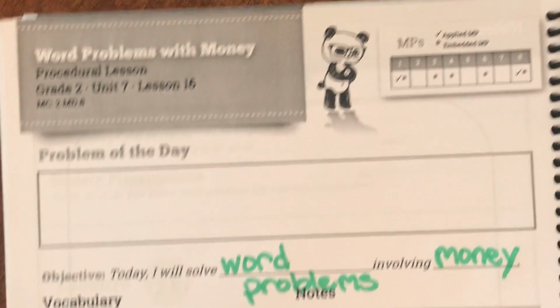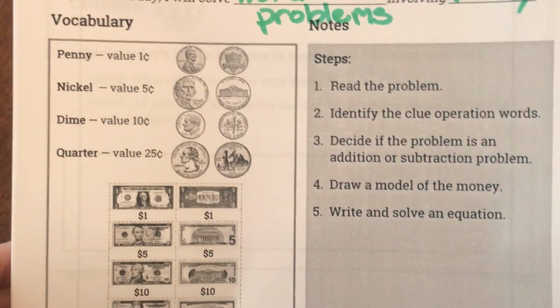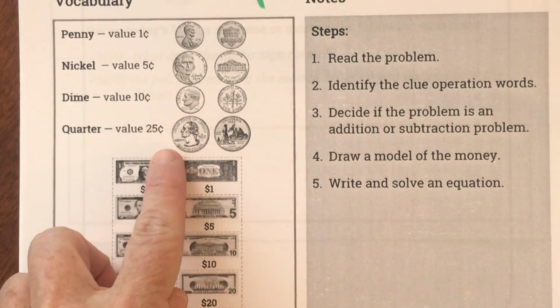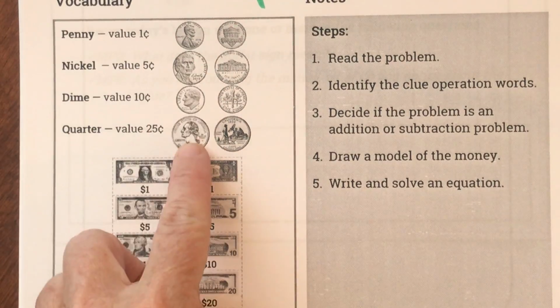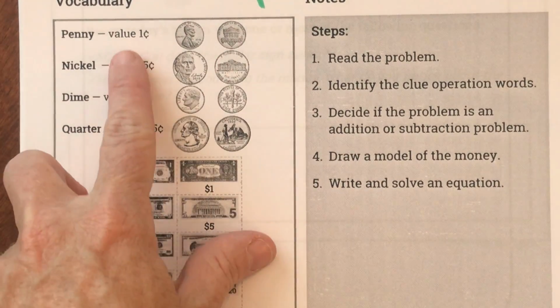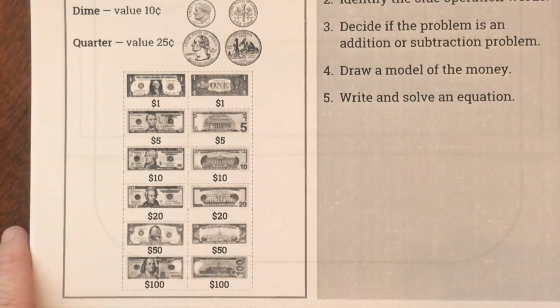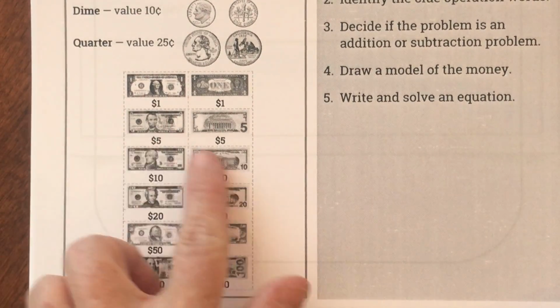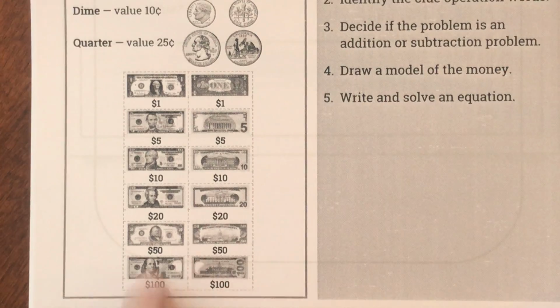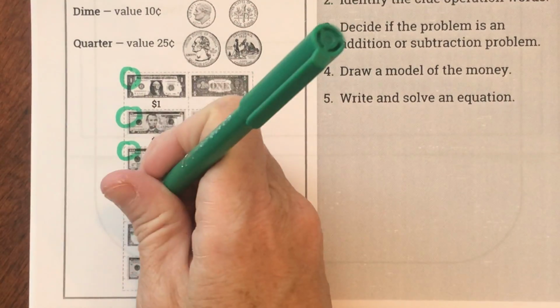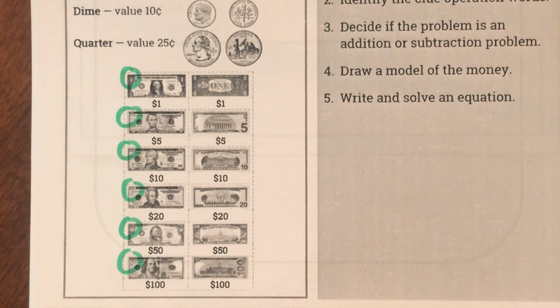Okay, so let's look at our vocabulary really quickly. They're reminding us of all of our coins, what the fronts and the backs look like, and their values. They're also reminding us about our dollar bills. And remember, the dollar bills are all the same size, but they have different values. And remember, we can look in the corners for the values and circle those values and see them right there.